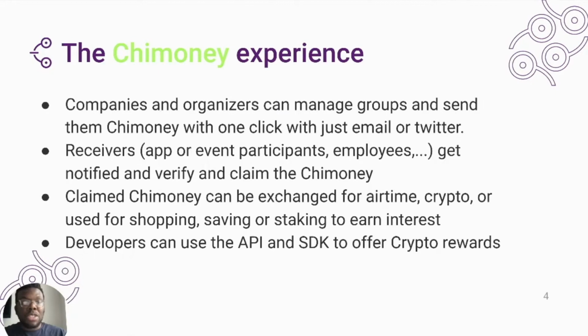So how Chimoney works is that as a company or an organizer of an event, all you need to do is go to the platform, enter the email or the Twitter username of all of the participants in your event, and then click a button. All of them get a notification, and then they click on the link and they're able to redeem Chimoney for Bitcoin Cash, for airtime or internet data in up to 15 countries, and even swag right on the Chimoney platform.